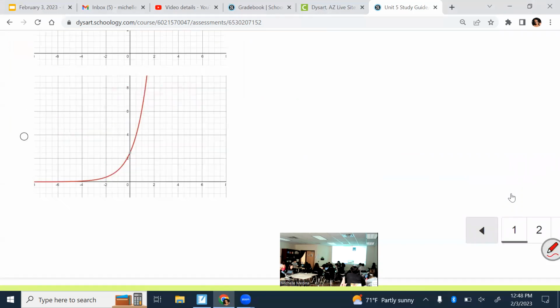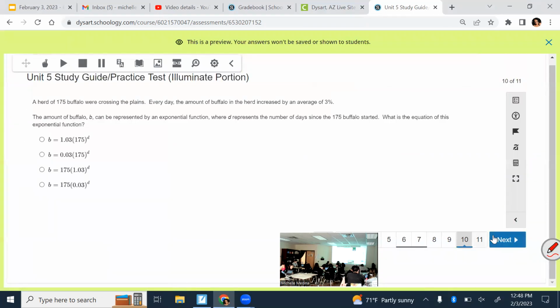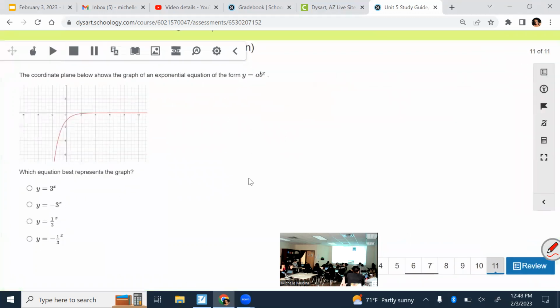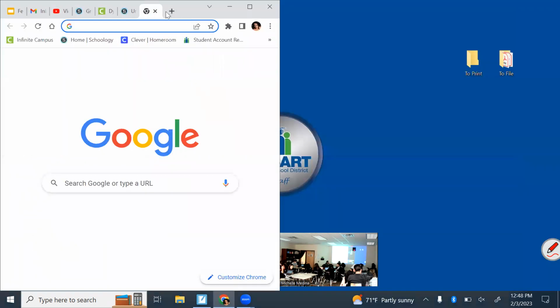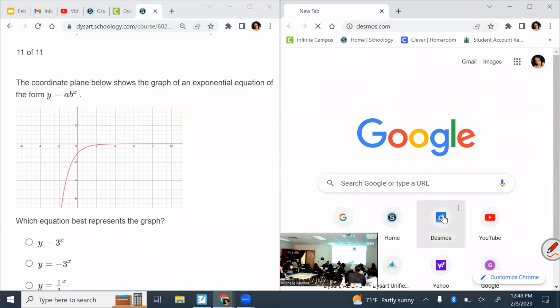Number 11. Okay, the coordinate plane shown below shows the graph of an exponential equation in the standard form of it. Which equation best represents the graph? So for this one, I would plug in my answer options into Desmos and see which ones I can eliminate. There may be some that are similar, we'll just have to see.